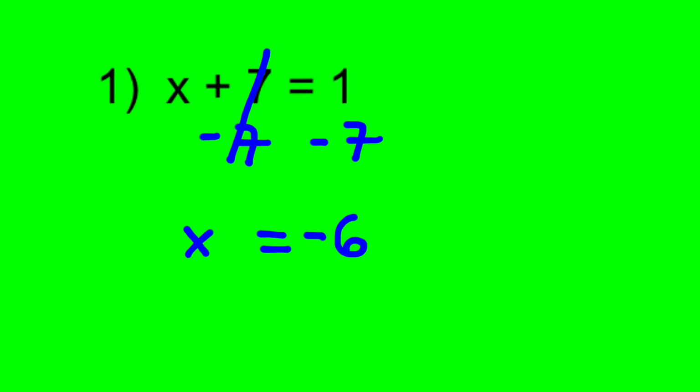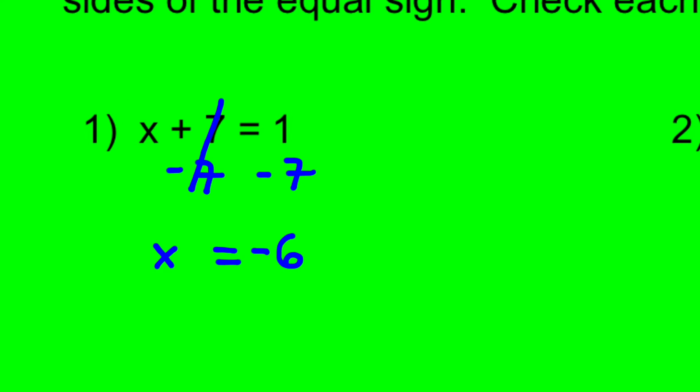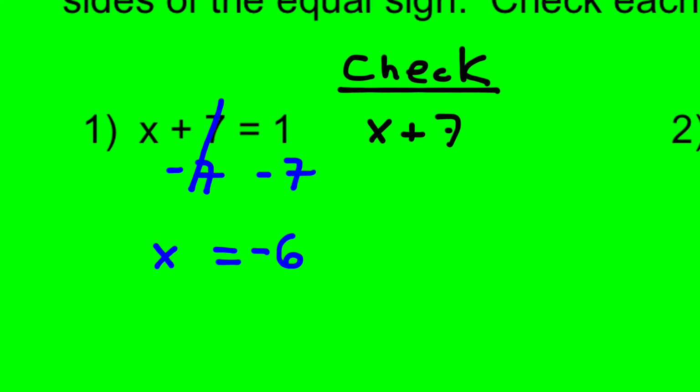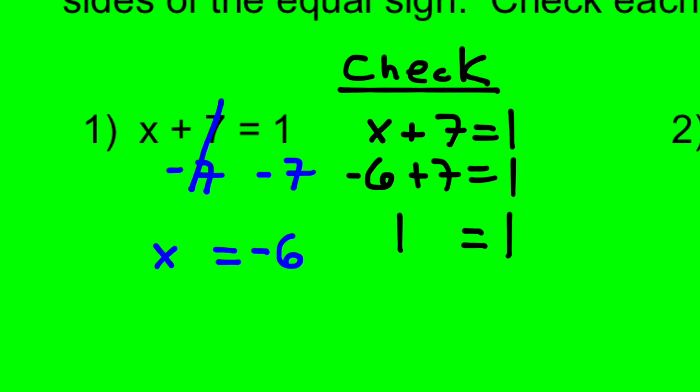Now, the next thing we want to do is actually check that this is true. So we'll do a check. We'll start with the original equation, x plus 7 equals 1. And we will substitute in our answer for x. We got that x is negative 6 plus 7 equals 1. Now look at this statement. Is this situation true? Does negative 6 plus 7 equal 1? Absolutely. Both sides of our equal sign are the same. So we know our answer is correct and our equation is correct. Check.